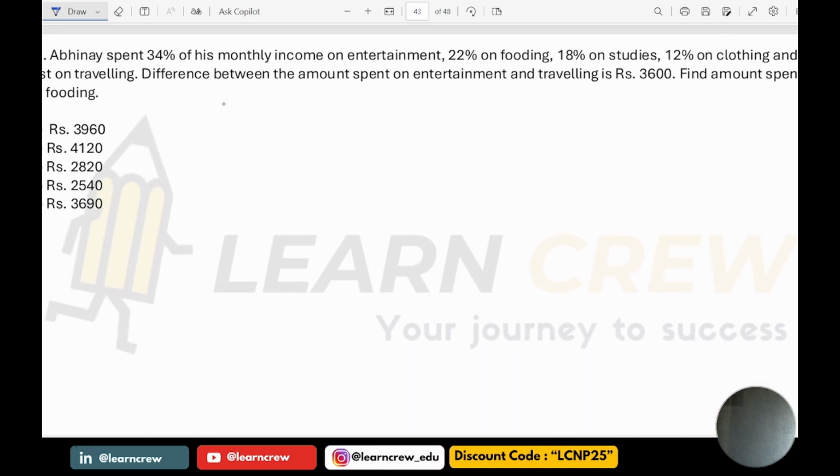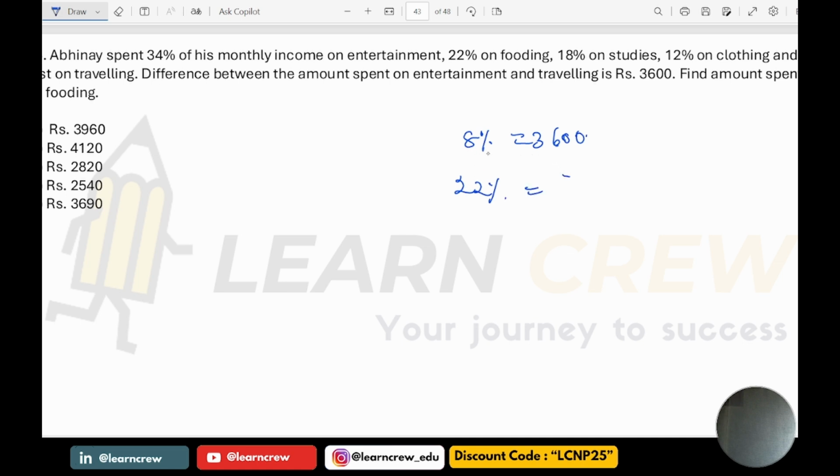Abhinav spent 34% of his monthly income on entertainment, 22% on fooding. So 34 plus 22, 56 plus 18, 74 plus 12, 86. And the rest on traveling, 14 percentage. Difference between amount spent on entertainment and traveling is 3600. Then find the amount spent on fooding. On fooding it is 22 percentage. So answer is how much?